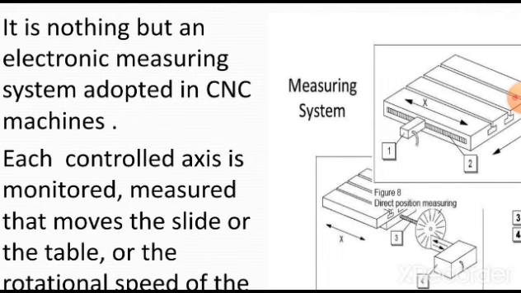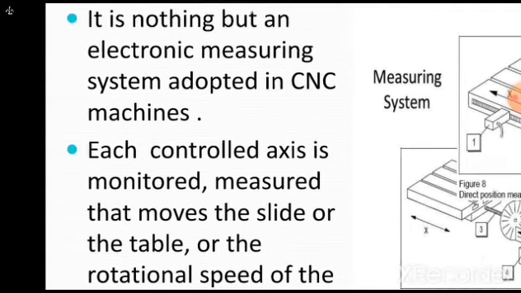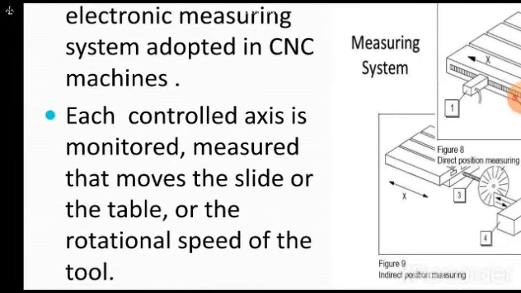They are called position or displacement sensors, which are used for taking the measurement of the movement of the table or the rotational speed of the workpiece or the cutting tool, by using encoders, which we have discussed at length in the previous semester in the subject of mechatronics. So each controlled axis that moves the slide or the table or the rotational speed of the tool is monitored and measured. There are a few important considerations here.